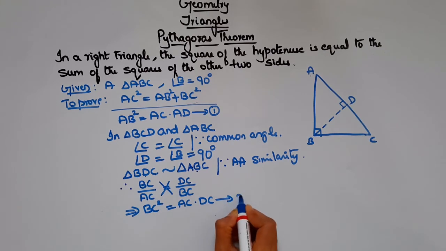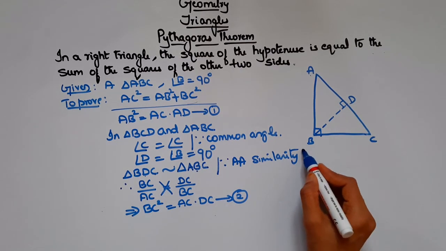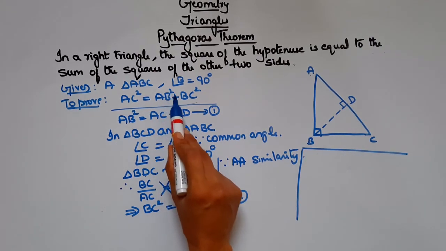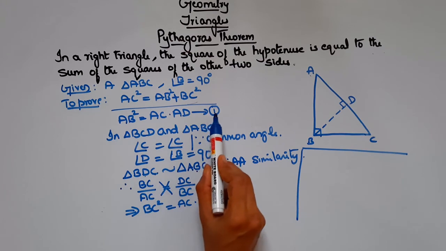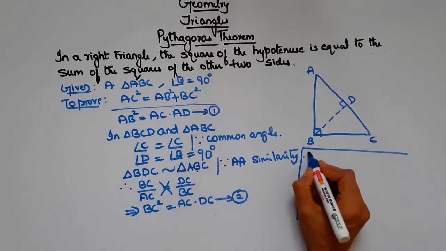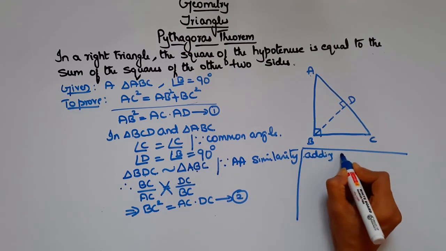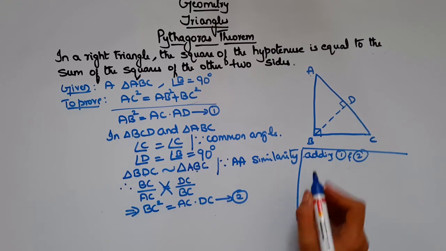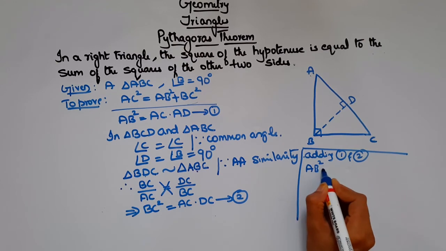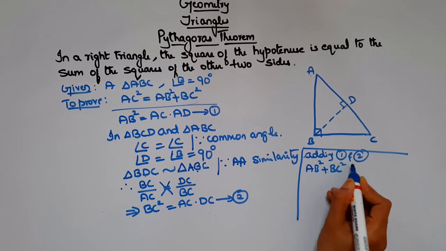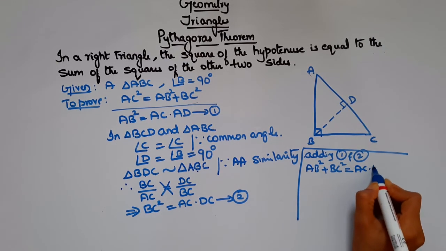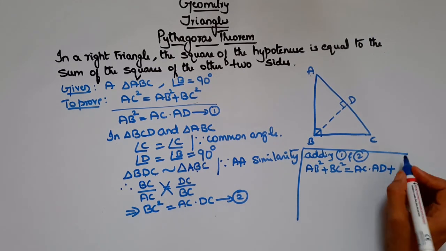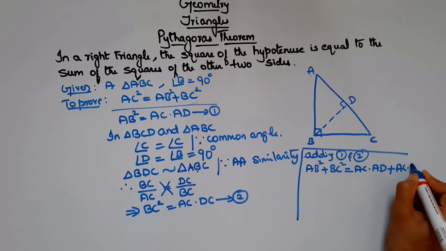So now let's take this equation as 2. So let me continue here. So now we want AB square plus BC square. So we have to add equation 1 and equation 2, right? Adding equation 1 and equation 2 will give you AB square plus BC square equals AC into AD plus AC into DC.